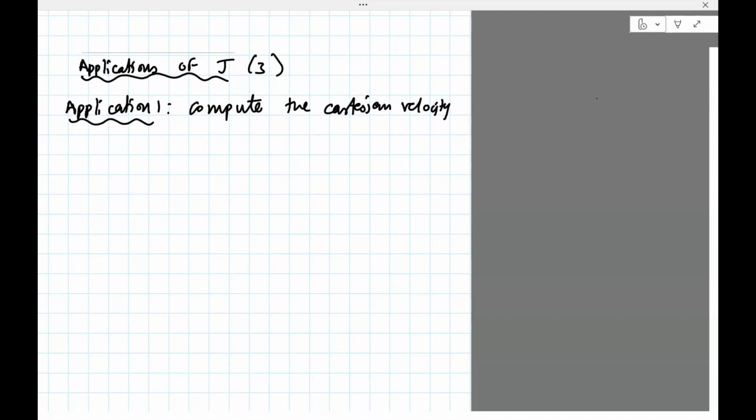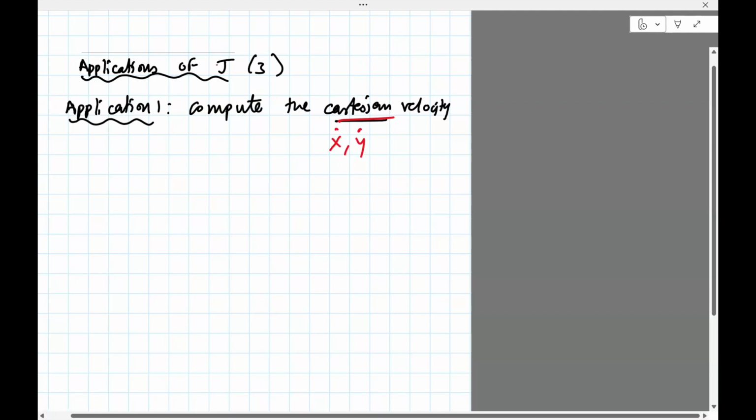Okay, so that is basically this thing. Cartesian velocity is movement in the x, y direction. So we're only going to look at planar motion, so just x and y. So rate of change of x and y.